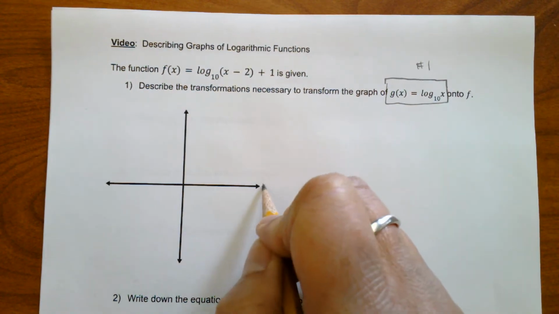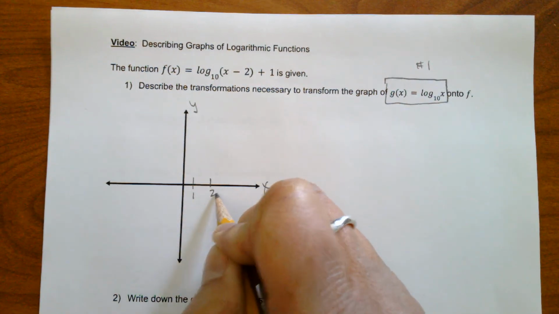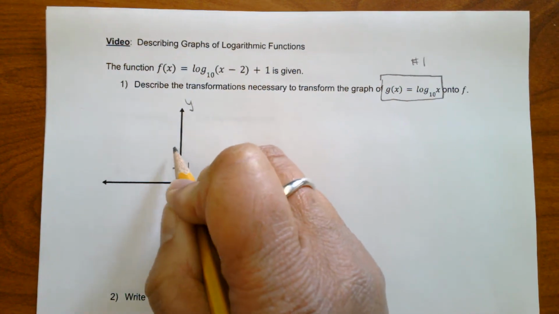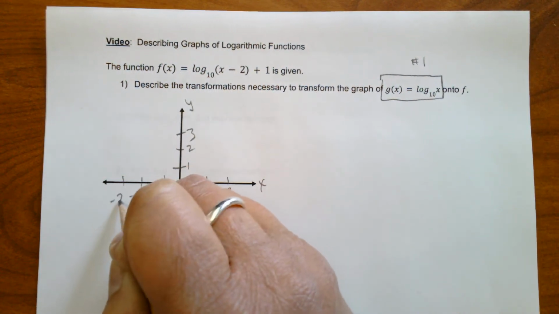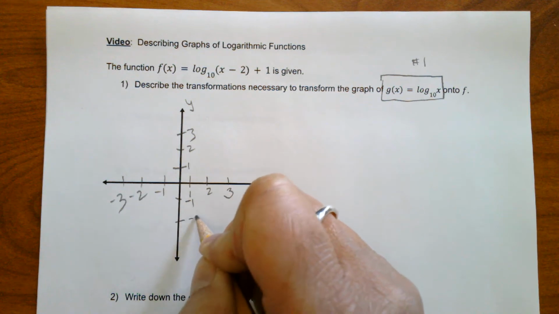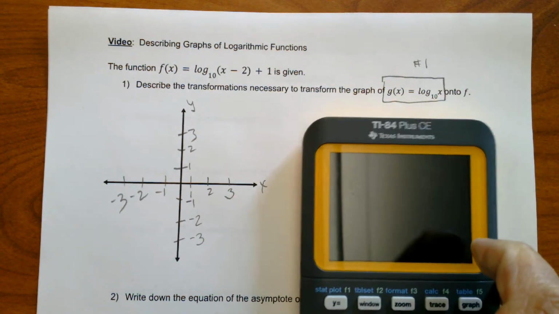Let's sketch it actually. So this is x and this is y. We need 1, 2, 3, and let's just do that on all of our axes. Take a second to do that. There we go. Okay, now get out your graphical display calculator.